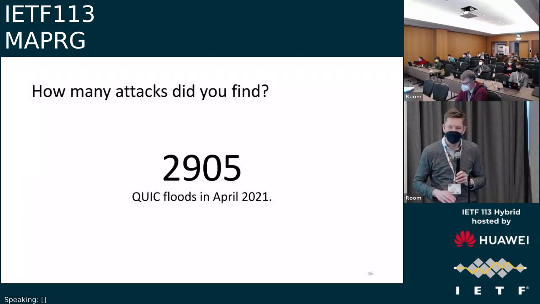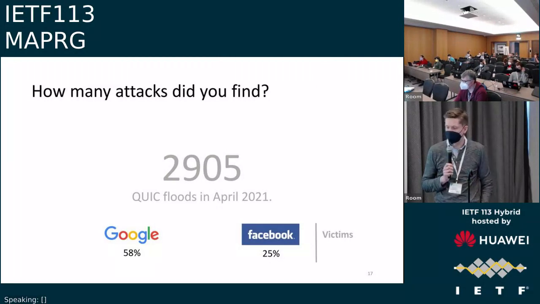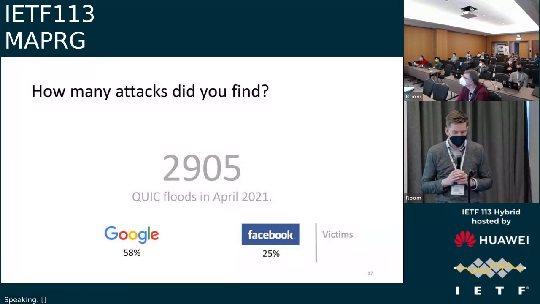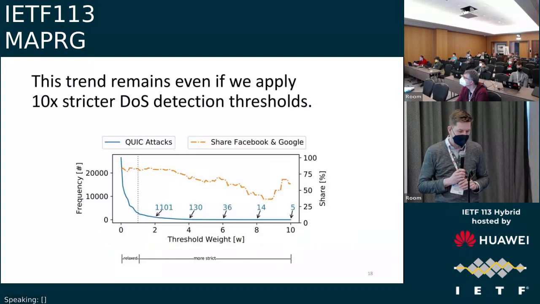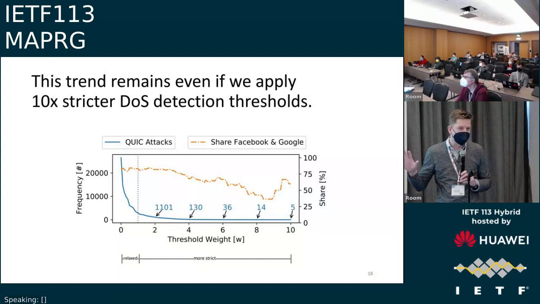So, next slide. Applying this, we found actually more than 2,900 attacks in our measurement set of this 1 month. And surprise, surprise, next slide. The majority of victims are actually Google servers, and the other weight relates to Facebook. So most of the attacks go to one of these famous content delivery or web services.